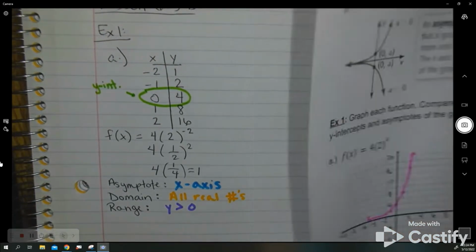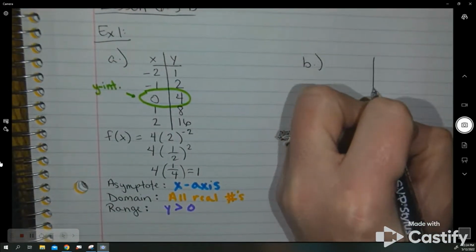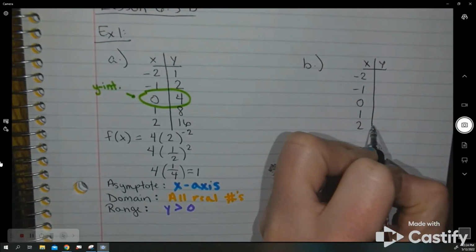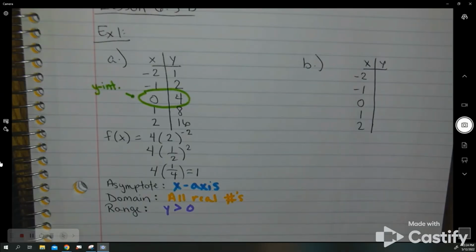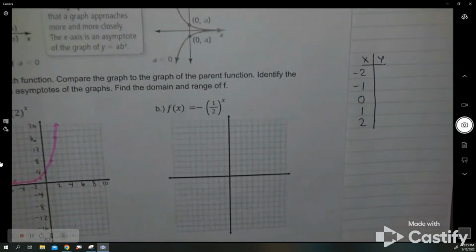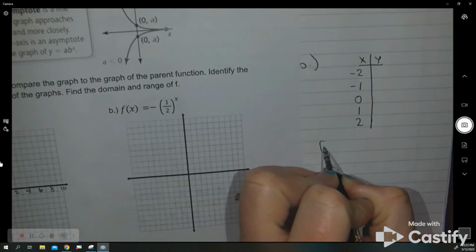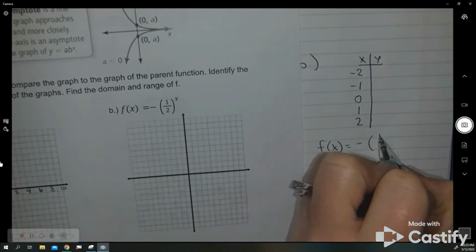All right, let's take a look at example 1b. Again, we're going to draw ourselves a table. We're going to fill in values. So I'll use -2, -1, 0, 1, and 2 again. And when you make your own table of values, you can select the numbers for x that will work best for that equation. Sometimes these are the most appropriate. Sometimes, depending on what's in the equation, we would have other numbers that would work better. So taking a look here, this time we have f of x equals -1/2 to the power of x.